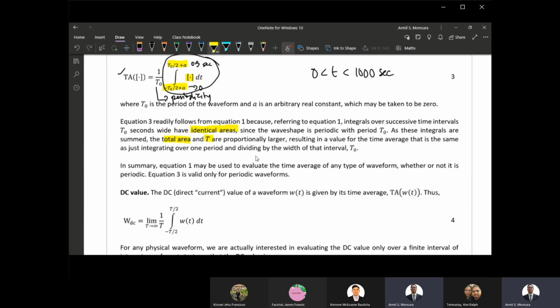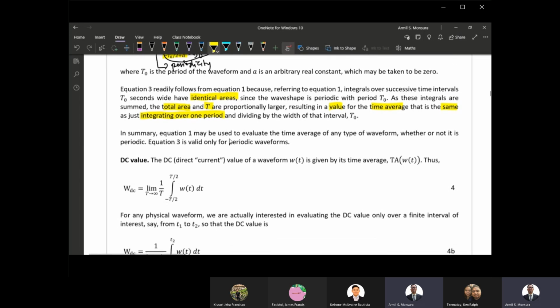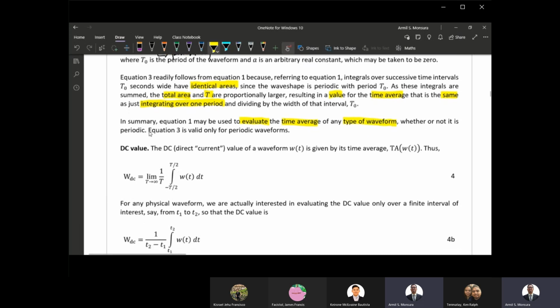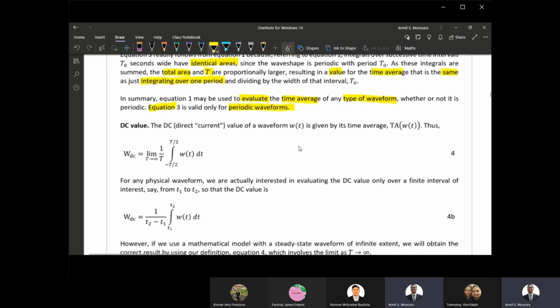So, if you add the ones that have the same values and average them, you go back to just averaging one of them. Resulting in the value for the time average that is the same as just integrating over one period. So, in summary, equation 1 may be used to evaluate the time average of any type of waveform, whether or not it is periodic. Equation 3 is for periodic waveforms only.